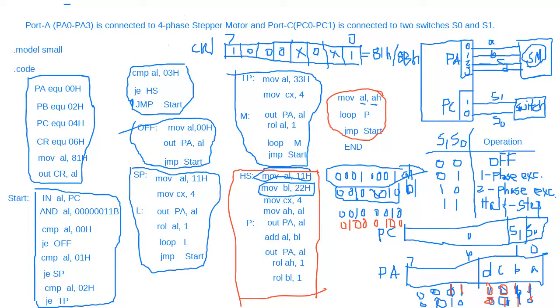Okay, so then, I can erase it, right? Erase the things. So in the input-output interfacing, what are the things we learned so far?